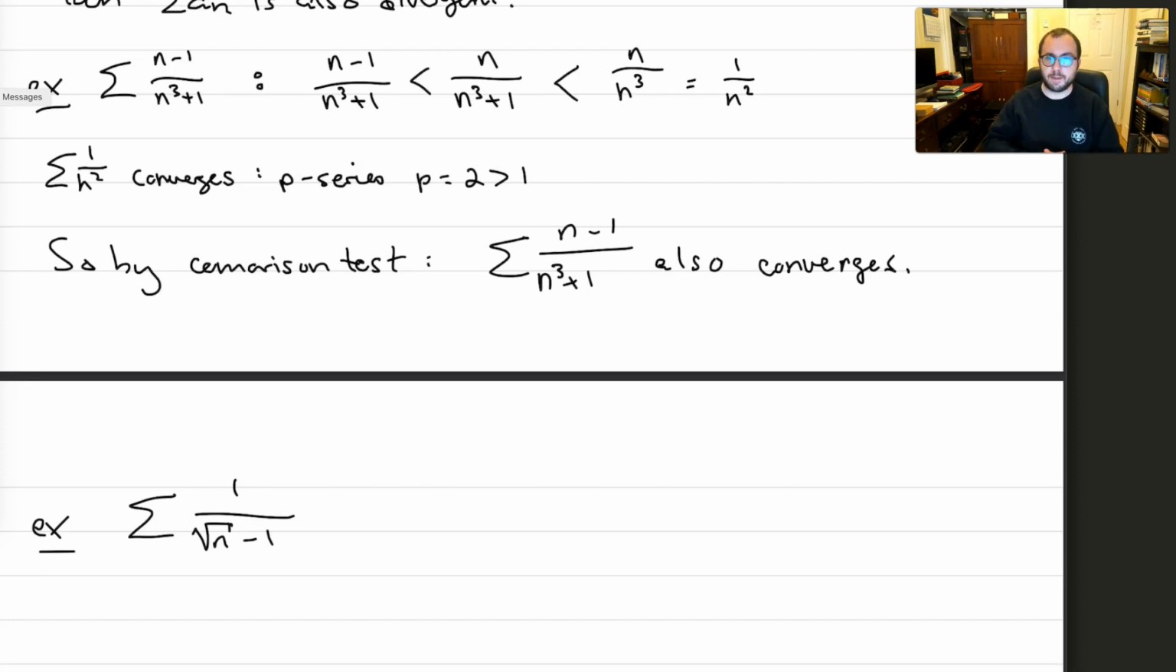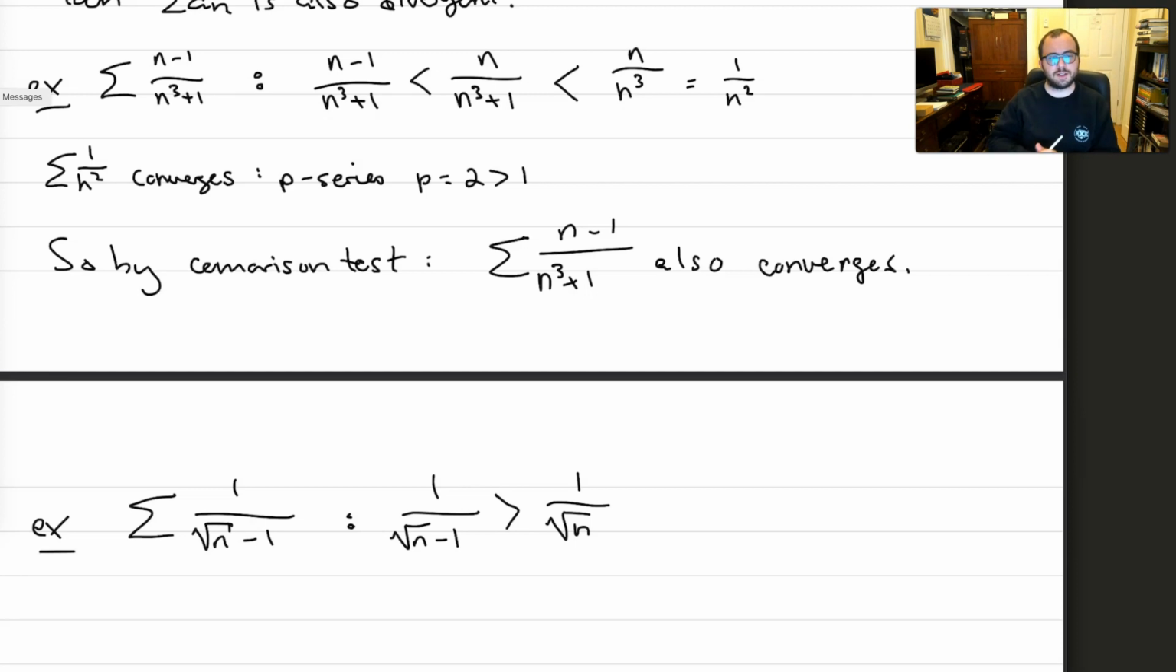1 over root n minus 1. So I'm just going to start naively doing some comparisons and seeing what happens. I immediately see 1 over root n is going to be my target here, my goal, the series to which I want to compare this. And I know that root n minus 1 is a smaller number than root n. And smaller numbers, smaller denominators, make bigger fractions.